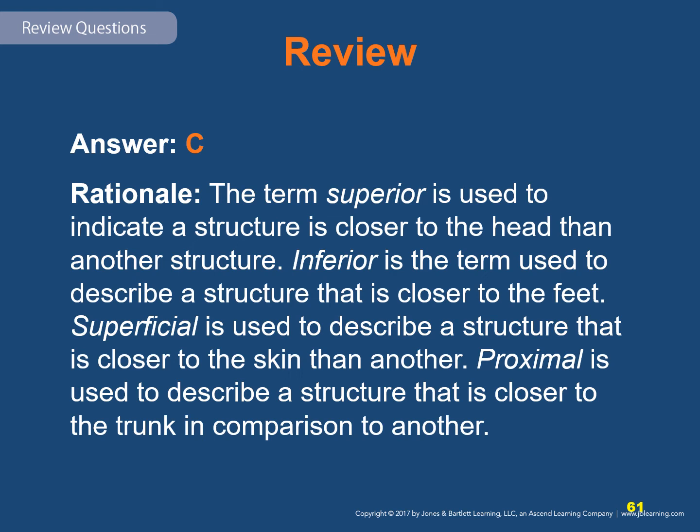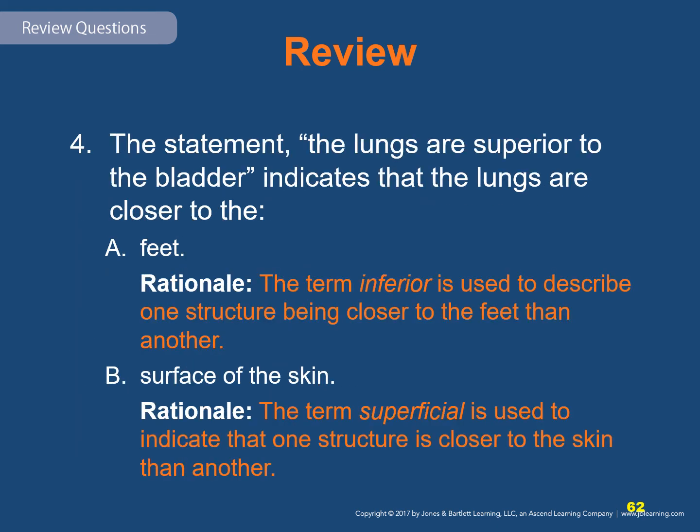Superficial is used to describe a structure that is closer to the skin than another, while proximal is used to describe a structure that is closer to the trunk in comparison to another. So to review number 4, the statement, the lungs are superior to the bladder, indicates that the lungs are closer to the feet, which is incorrect here because the term inferior is used to describe one structure being closer to the feet than another. Obviously, the lungs are not closer to the feet than the bladder.